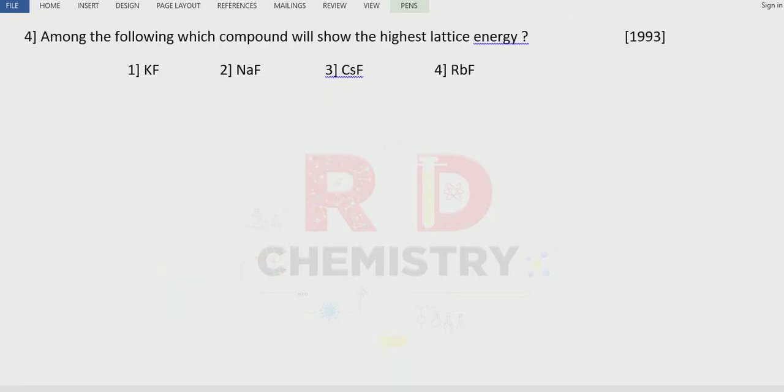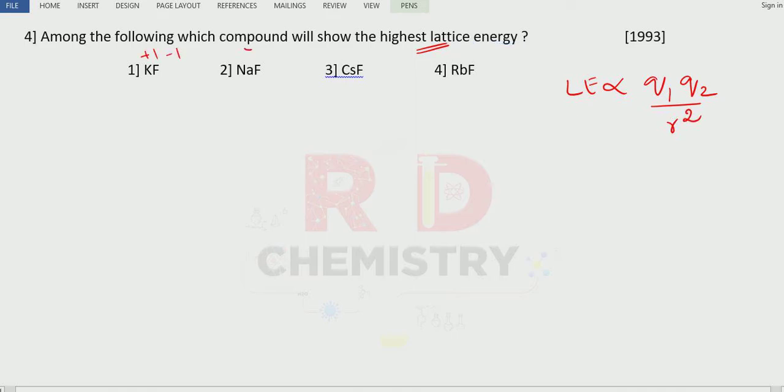Question number 4. Among the following, which compound will show highest lattice enthalpy? Lattice enthalpy is directly proportional to charge on the cation into charge on the anion divided by distance between the two nuclei. So charge is same everywhere here. Plus 1, minus 1, plus 1, minus 1 everywhere. Correct? You can see that. This is same. Doesn't make any difference.